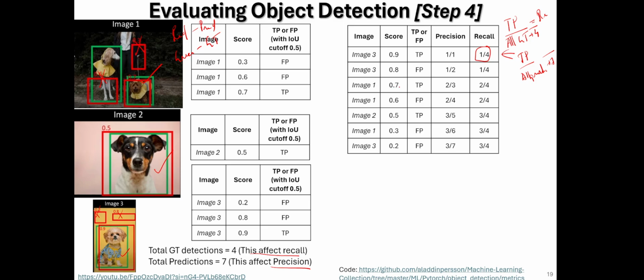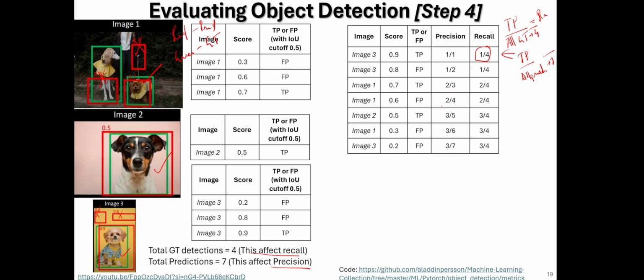And now the next one, 0.7, that is also a true positive, which is actually this one. So we have one more true positive, so you increase the numerator by 2 in both cases. So this is 2 by 3 because the number of predictions has become 3 now. So 2 by 3, and the ground truth is already 4. So 2 by 4. And similarly, you keep on.